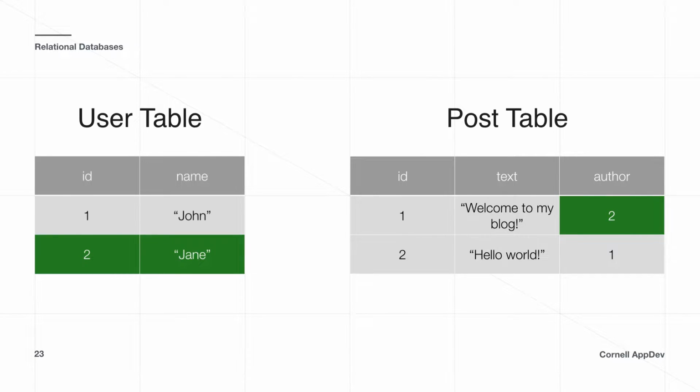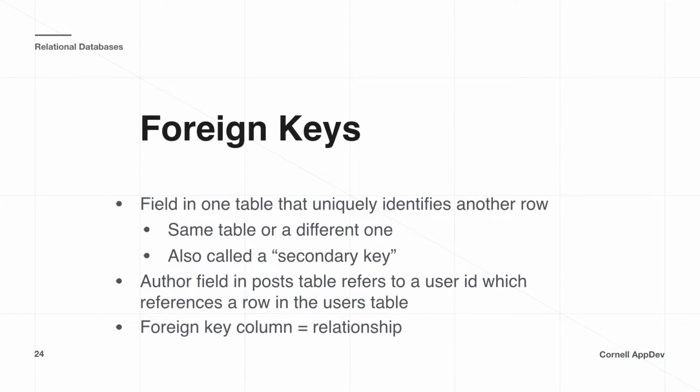And the same is true, and this is what we call a foreign key. So a foreign key is just a field in one table that indicates an identifier for a row in another table. So that's how we connect information across different tables. It also can go under a name called the secondary key, but also the key can refer to the same table or a different one.